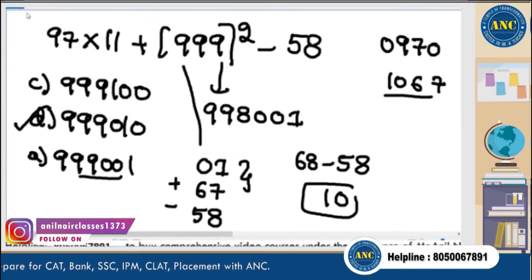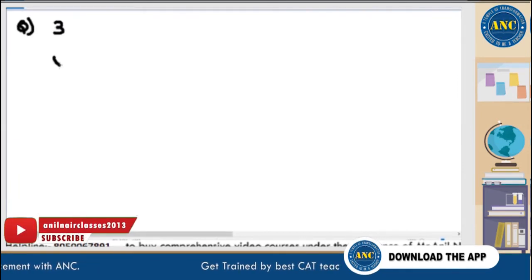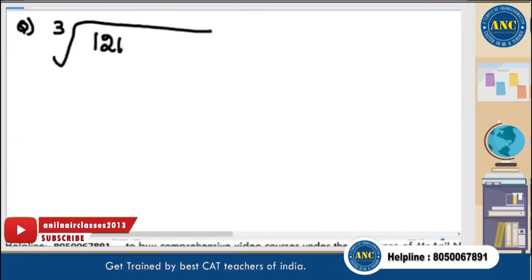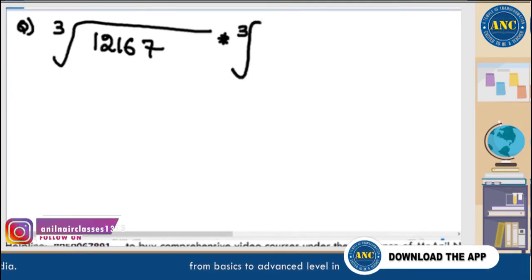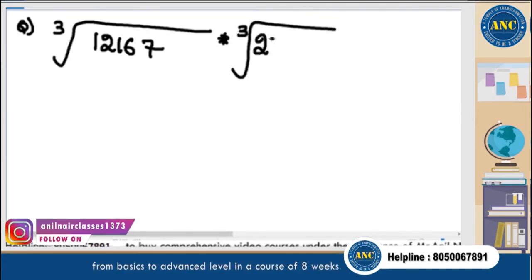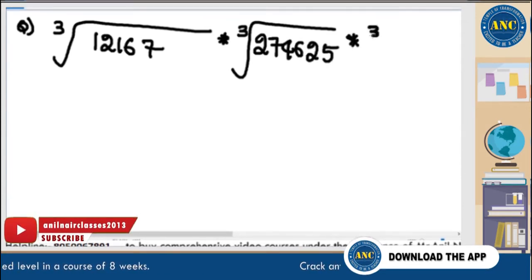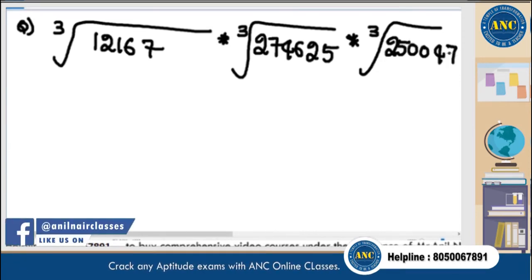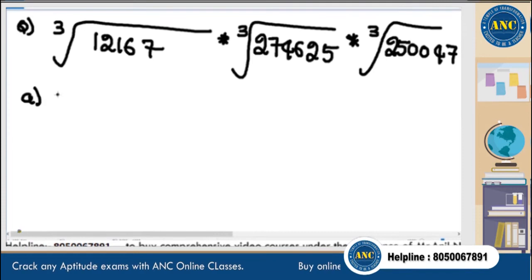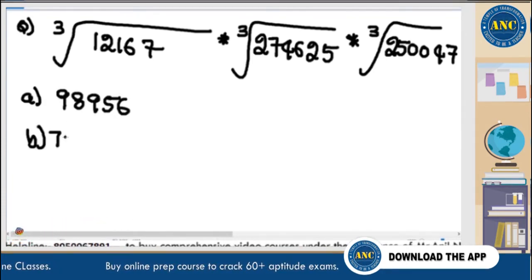Write down one more. All this you should know. I will repeat what are all the concepts which I am discussing. Cube root of 12167. Cube root of 12167 into cube root of 274625 into cube root of 250047 into 98956. Please write down another original question.